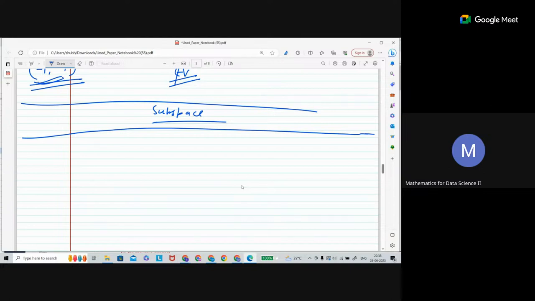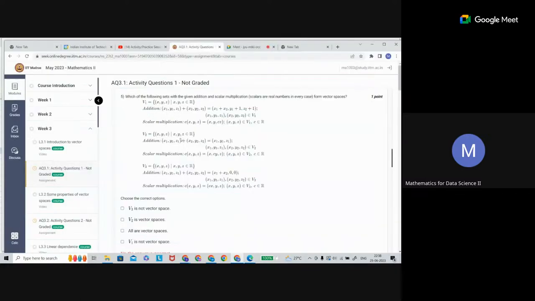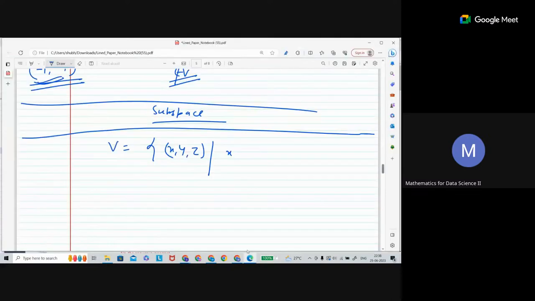So I'm taking a vector space. What is the vector space? It is x, y, z. These are three coordinates, where x, y, and z all belong to the real numbers. That means this is three coordinates, all real numbers.